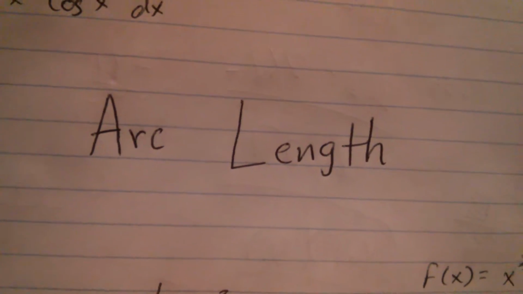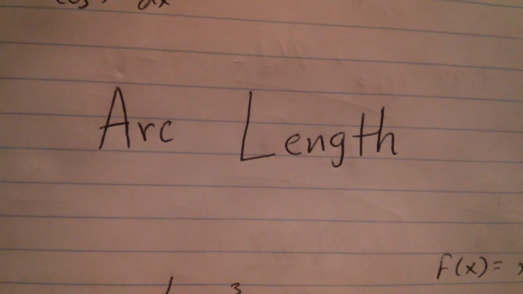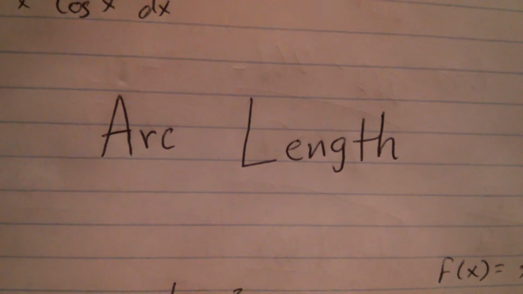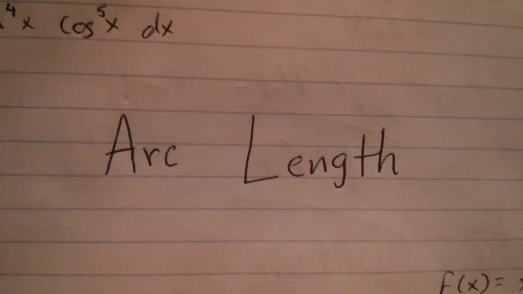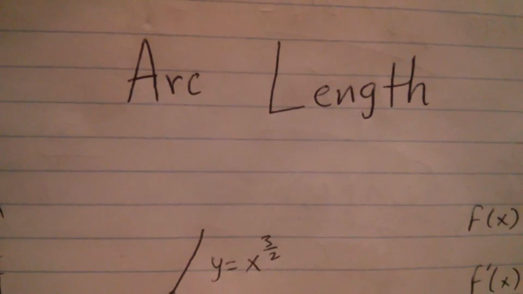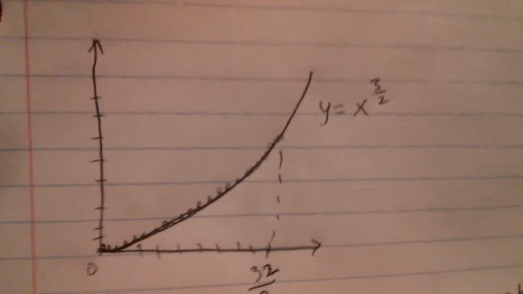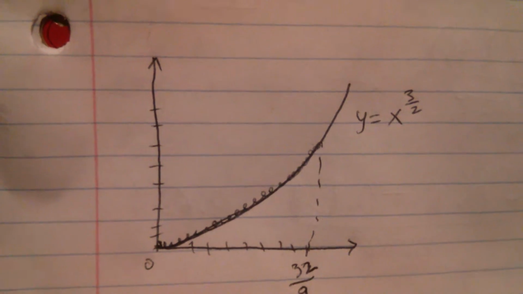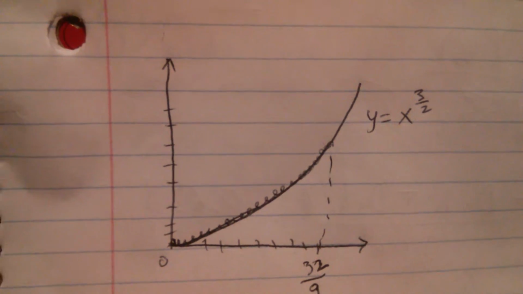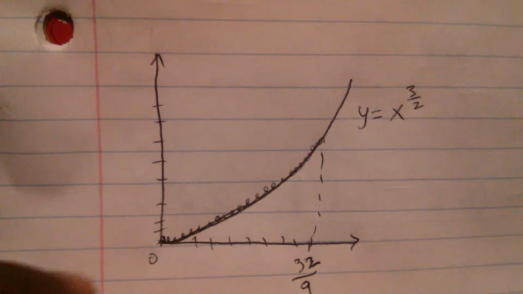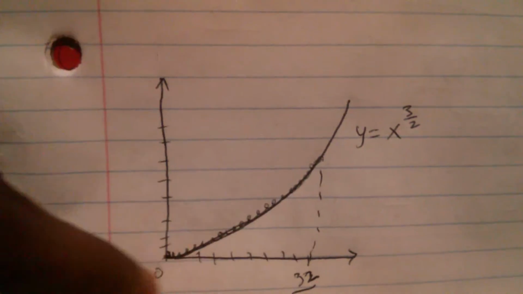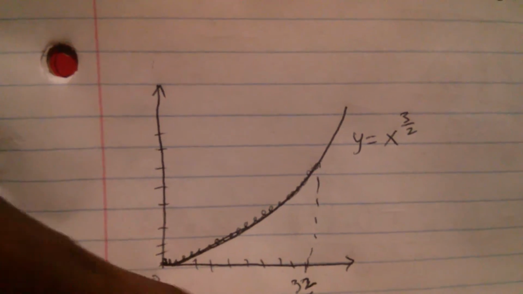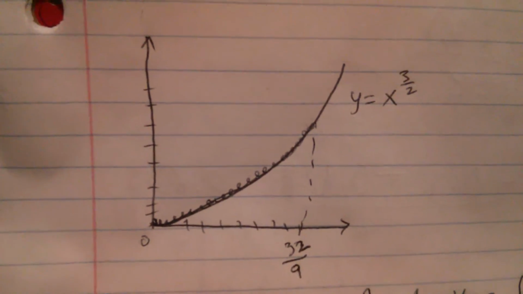Hi, today I'm going to talk about how to find arc lengths of different curves. This is really easy, but you just have to pay attention to what's going on. First we have a curve, y equals x to the power of 3 over 2, and we want to find the length of this curve on the interval 0 to 32 over 9.